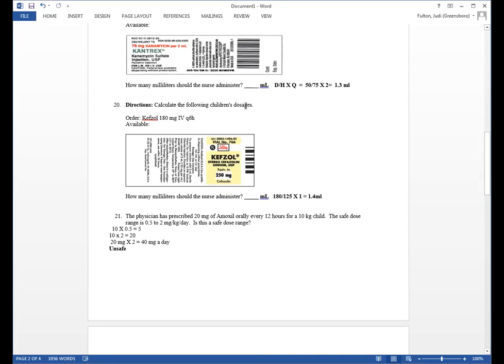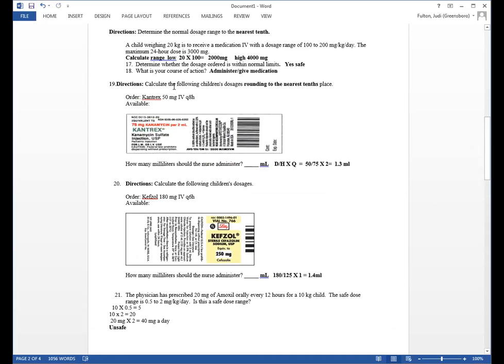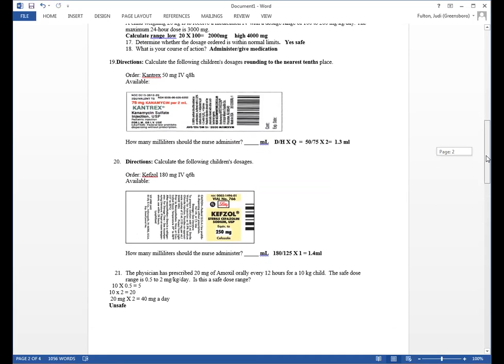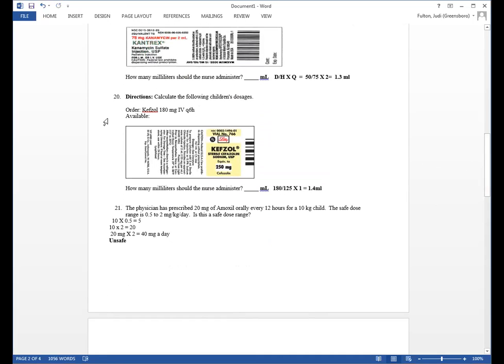Directions: calculate the following children's dosage, but still it's underneath the umbrella. I want you to round it to the what place? To the tenth place. So 180 is our desired. Now this is a little different because this says 250 milligrams, but it's a vial. So if it's a vial, there's liquid, so there should be some milliliters.